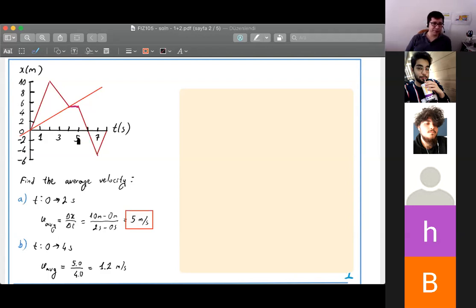Let's find out. Slope of this line, which has the physical meaning of average velocity, is delta y divided by delta x. Okay, delta y is like 5 meters, I guess. Here it is. And delta t is 4 seconds here. Here it is. So result is 1.2 meter per second.